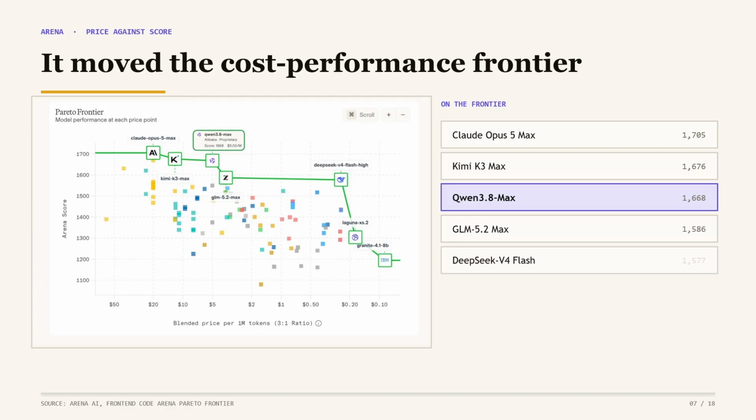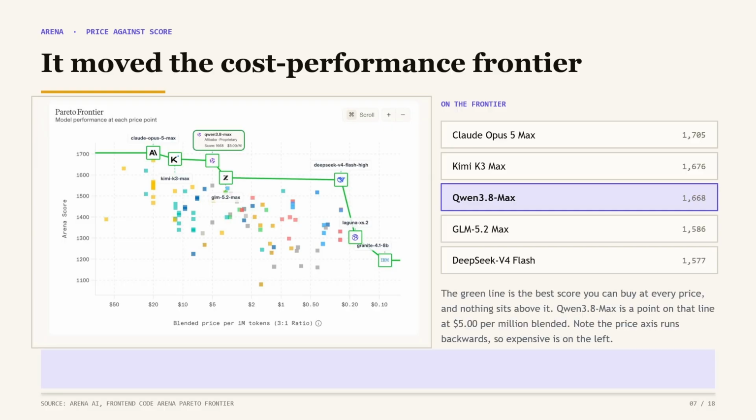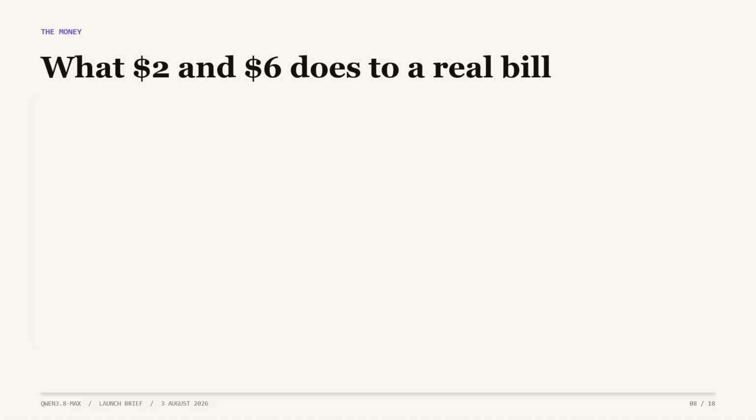It is not the best model in the world. It is the best model you can buy at this price. Those are two different claims, and only the second one is being made here. Let us turn that into a bill you would actually pay.